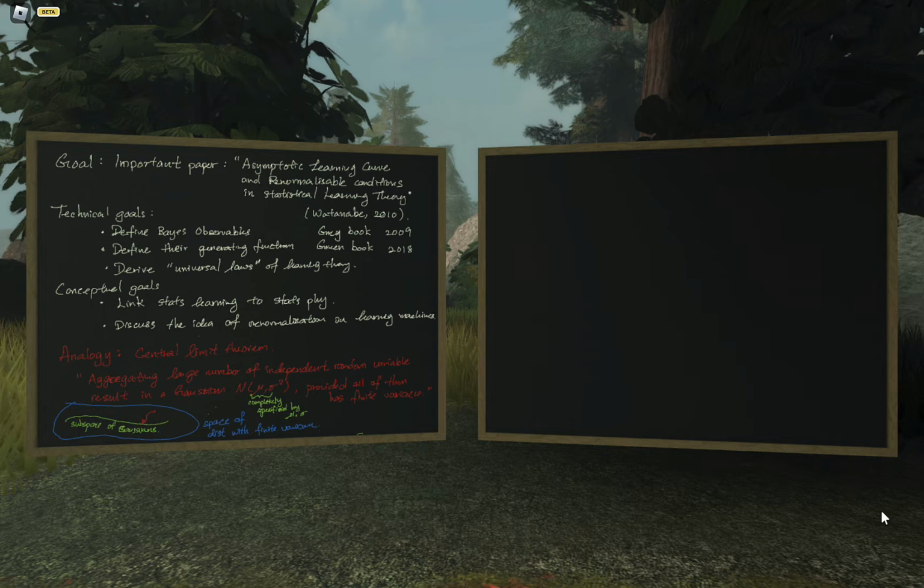And the generalization of this central limit theorem.